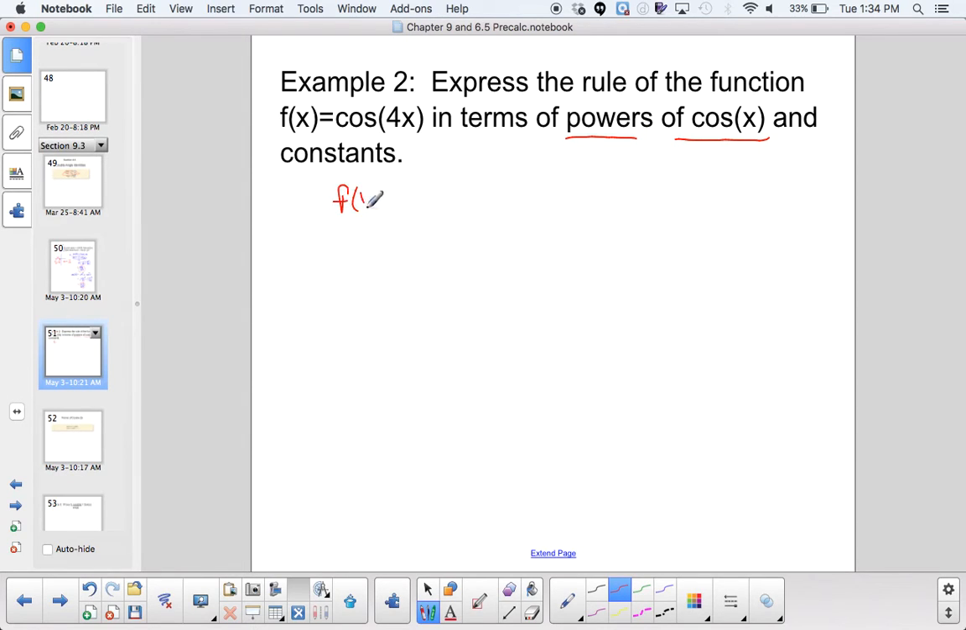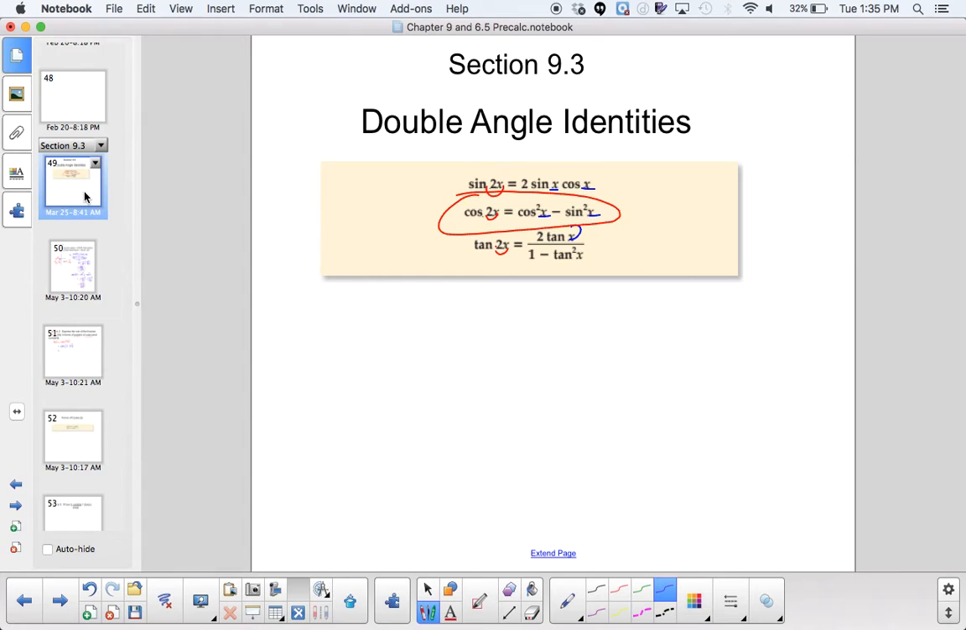So we start out with f of x is equal to cosine of 4x. And knowing that I have my double angle, I'm going to rewrite this as cosine of 2 times 2x. Right? And then using that, and again, the identity that I'm using would be, let's go back over here.